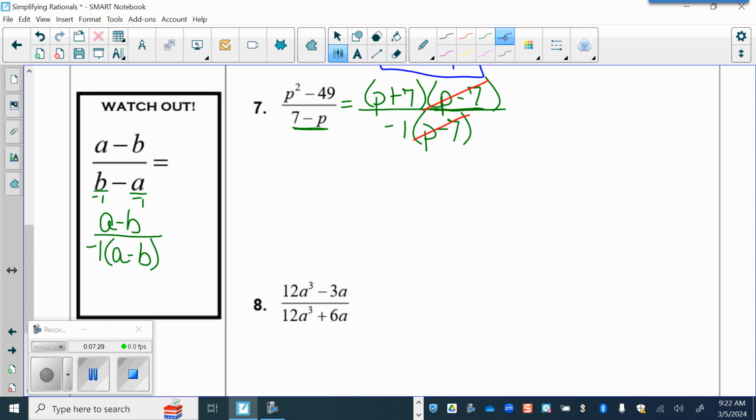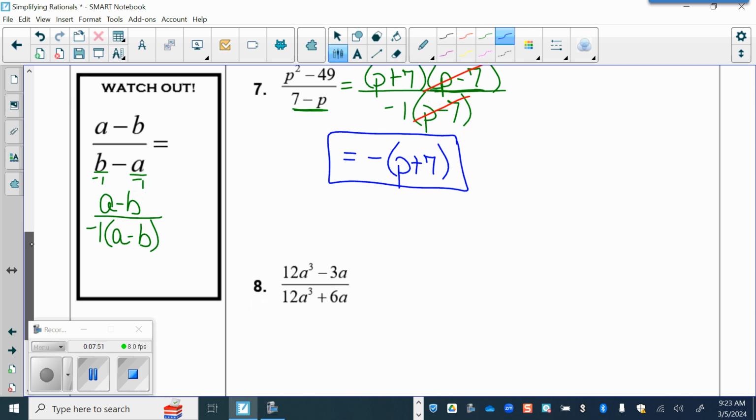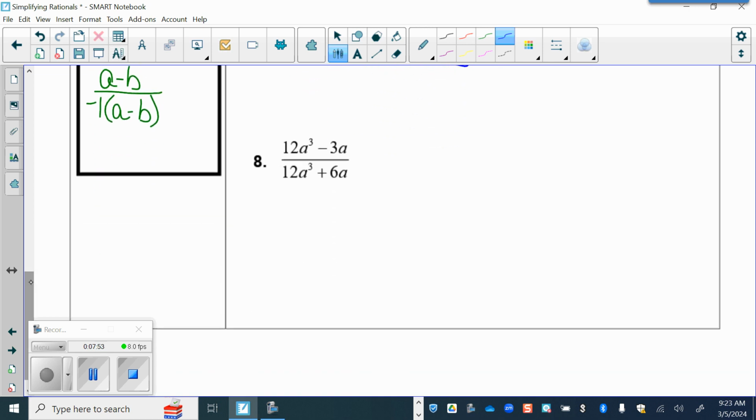Now, when I go to write this final answer, we don't write denominators of 1. This denominator is negative 1, so I'm going to move that negative sign up to the numerator so that it doesn't get lost. Any number divided by 1 is just that number, so we don't write fractions with denominators of 1. Pause the video and try number 8 on your own, then come back and check with me.